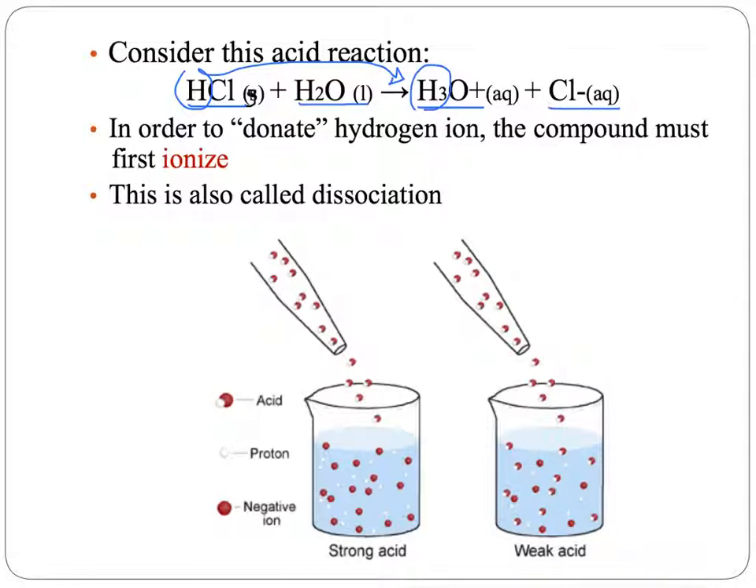So in order to donate that hydrogen ion, the hydrogen chloride first had to ionize. It had to separate into ions. We also sometimes see the word dissociation used when we're talking about acids and bases. This little picture down below is trying to illustrate that. If we have our compound that's going to become an acid, when it goes into solution, it divides into the individual negative and positive parts.